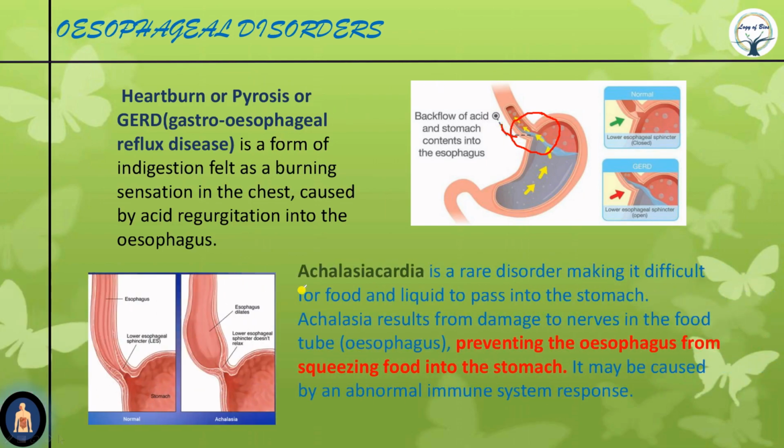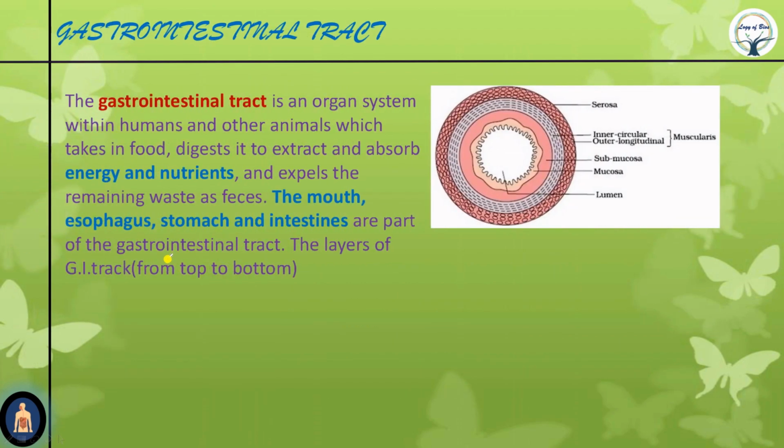Next one is achalasia cardia. This is a condition in which the lower esophageal sphincter is not able to relax. As a result, food cannot enter into the stomach. So achalasia cardia is a condition in which the sphincter cannot relax, and heartburn or pyrosis is a condition in which the sphincter cannot close. Okay, clear?